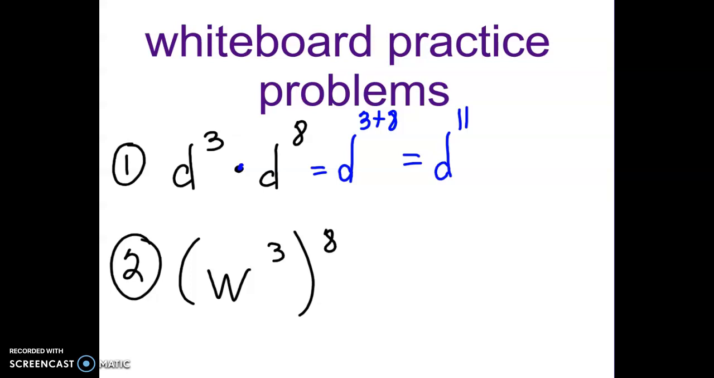Number 2 is a power to a power. So you see there's only one W. When you look at number 1, there are 2 bases, D and D. This one only has 1 base. So this time we have to multiply our exponents. Keep your base, and 3 times 8 is 24. So we have W to the 24th power.